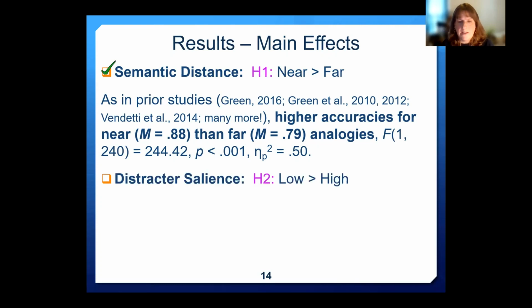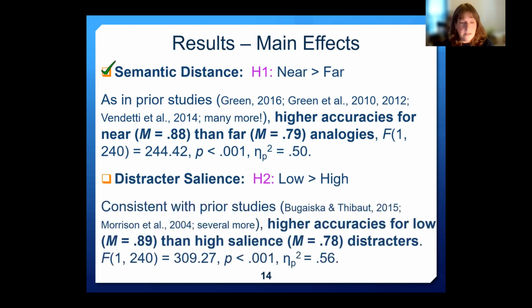And then distractor salience. Our hypothesis was that the analogies with the low salient distractor would have higher accuracies than those with the high salient distractor. And consistent with several prior studies, there were higher accuracies for the low than the high salient distractors. And you can see here, that's also a very robust effect. So that hypothesis was supported as well.